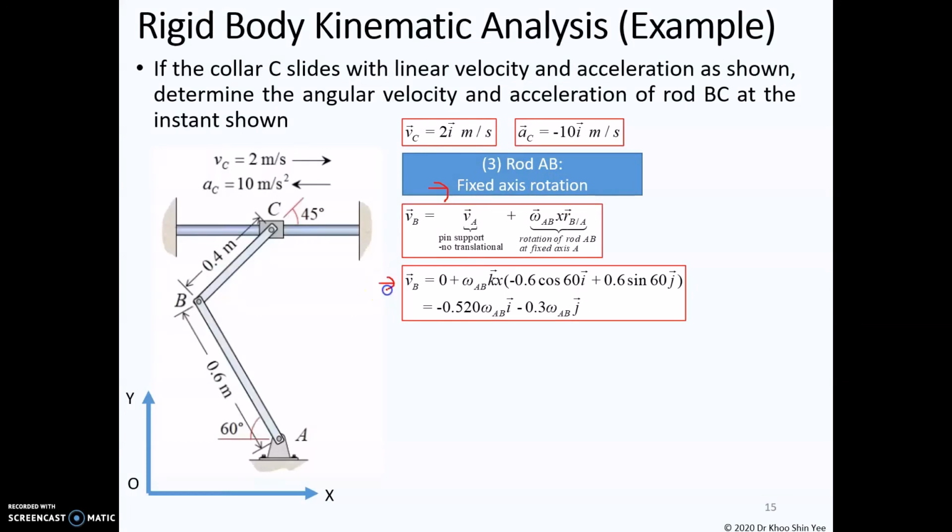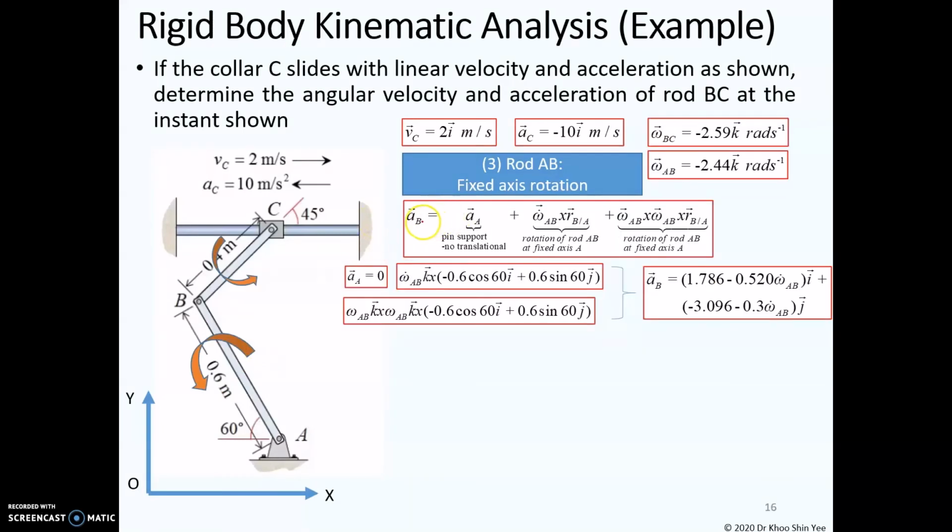So this is the velocity V. After you substitute the VA to be 0, omega AB to be the omega AB in the k direction. So this is our assumption. And then the displacement vector from A to B here is given by this. So this is the first equation that you obtain.